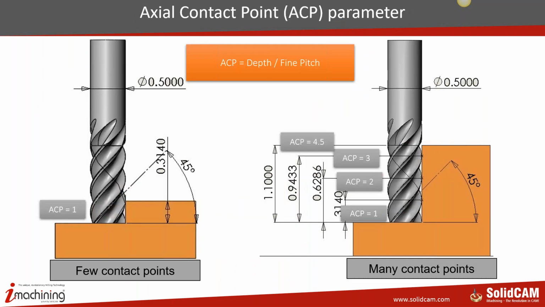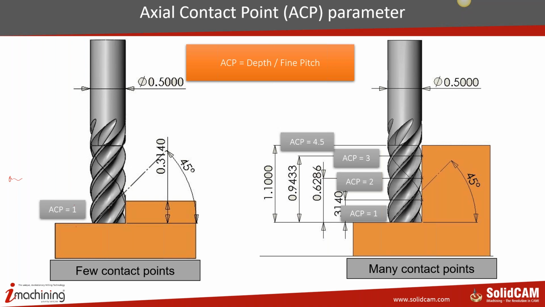iMachining comes up with something very interesting. It comes up with a possibility or a solution called an axial contact point. It's a parameter inside iMachining. An axial contact point is basically the contact points that are calculated by iMachining when the tool is at the full depth, and it calculates how many points of the tool are in contact with the wall of the part that is being cut.